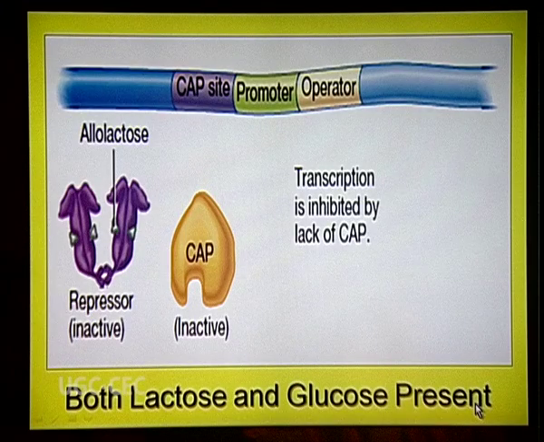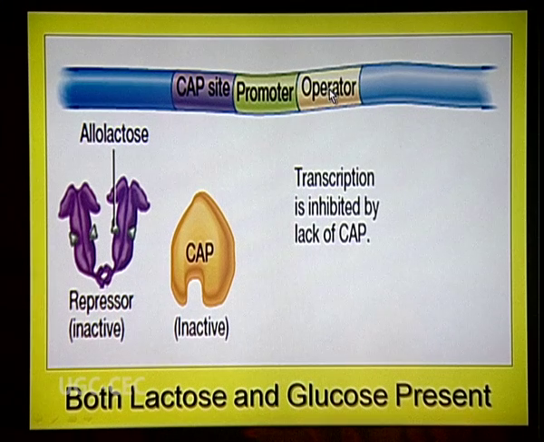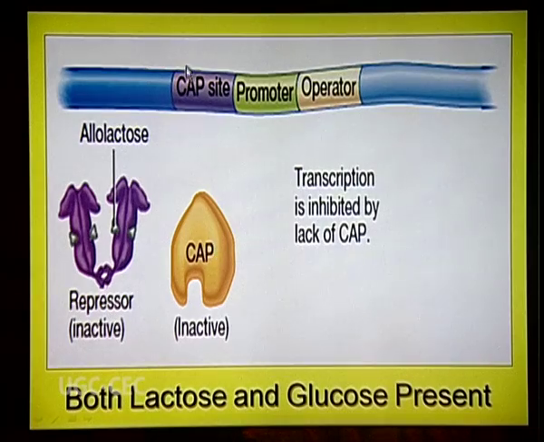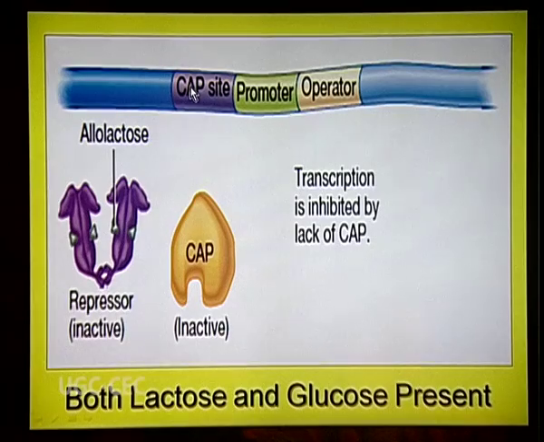Second condition, as you were asking, is what happens if both lactose and glucose are present. If lactose is present, then the repressor molecule is definitely being removed from the operator site. On the other hand, as I said, if glucose level is high, then the cyclic AMP level is low, and there is no complex formation between cyclic AMP and CAP. And as a result, the CAP site, which is the positive activator binding site, remains vacant.